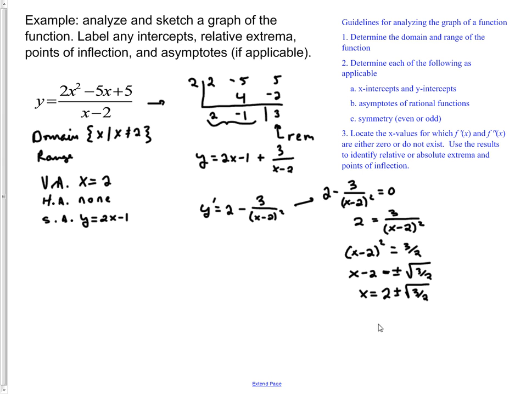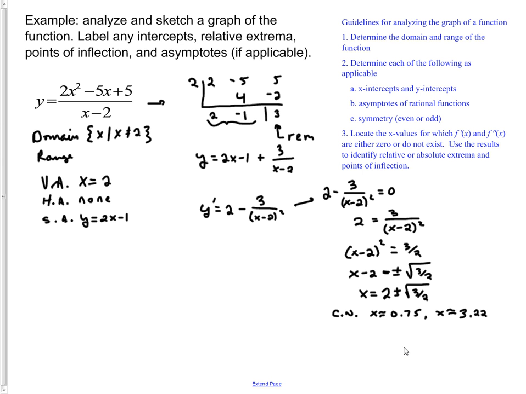Now, for the purposes of graphing, the two values we get right here are critical numbers. From the graphing perspective, x is approximately positive 0.78 when we take 2 minus the square root of 1.5, and x is approximately 3.22 when we take 2 plus the square root of 1.5. So we're going to have two critical numbers right here.